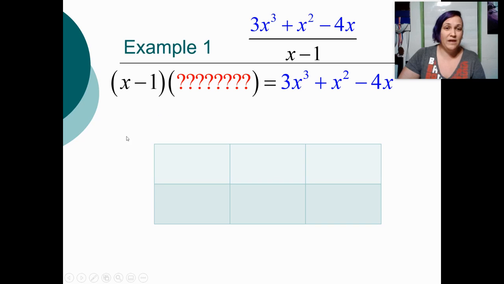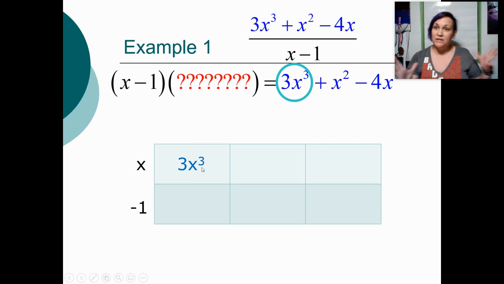And again, I'm going to put the x minus 1 along the left side. Now, this blue part here, this is what we're supposed to get when we combine together everything that's inside of this box. And so if you remember from the box method, the first part of your answer is usually gotten from this first box right here. So I'm going to take the 3x to the third, and I'm going to go ahead and fill it in this box. So I'm pretty confident that's where it goes.